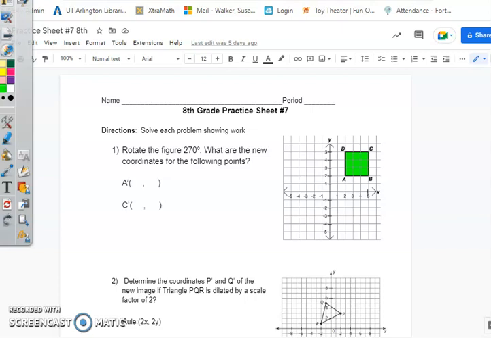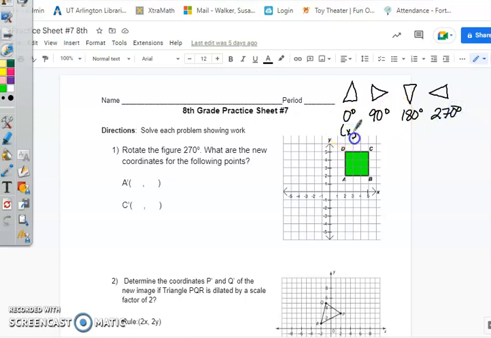We are going to work on practice sheet number 7. So we're going to start with number 1, and it says rotate the figure 270 degrees. So the first thing you need to do is write your rules. Write your rotation rules to the side, okay? You should know this very well by now.